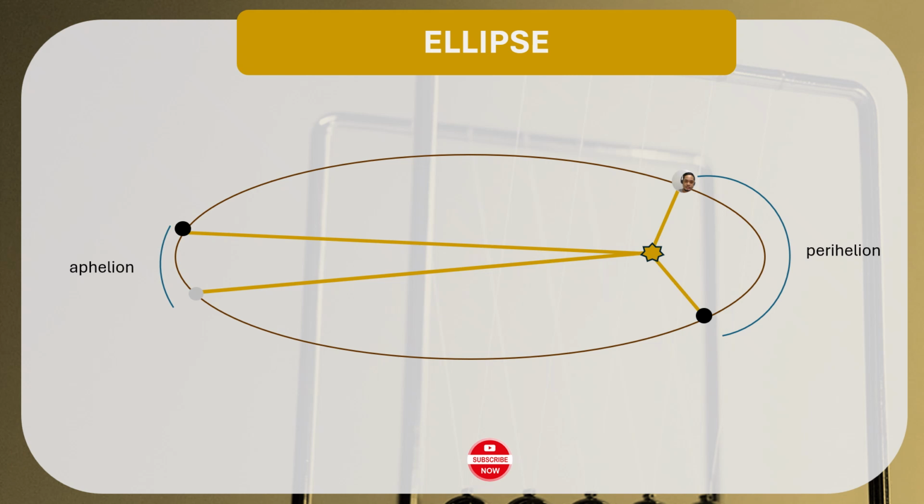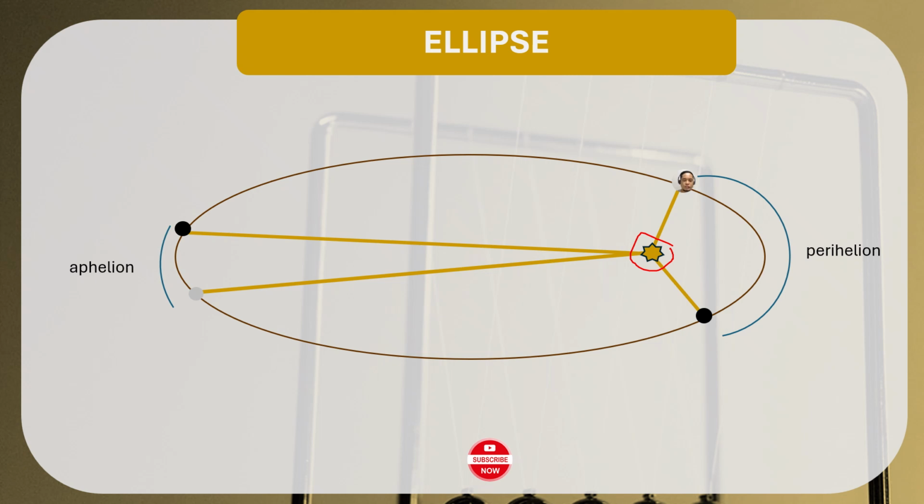All right, so let's have this ellipse, like a stretched circle forming an oblong. At aphelion, this is the sun, and the black dot or circle will be represented as the planet. At aphelion, it's far away from the sun, so it will move very slowly.